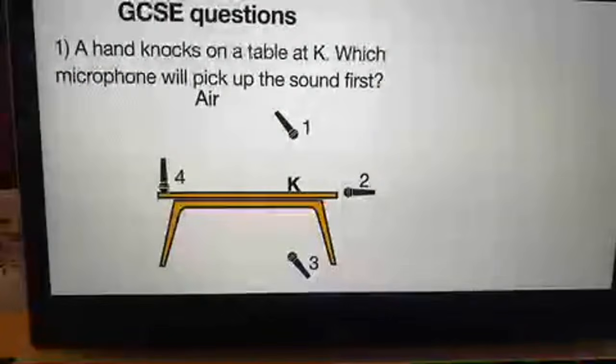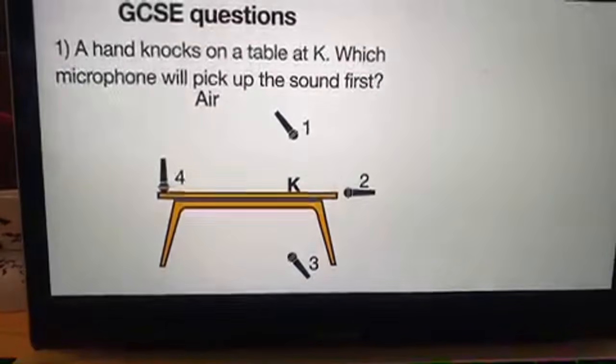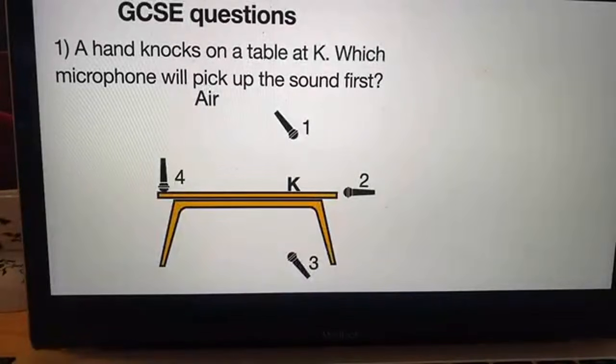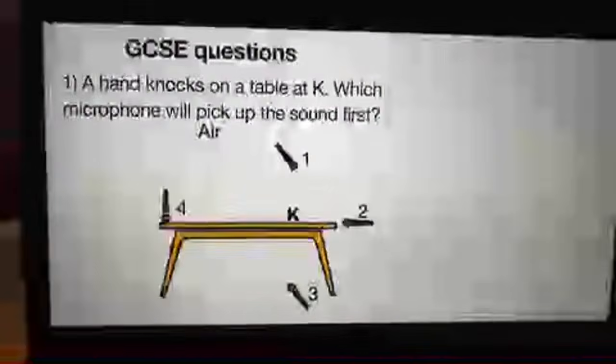Isn't that a great question? So good. What do you think? Which of those microphones will pick up the sound first? This is really tough. I mean, if you're thinking, well, it's quite easy, then maybe that's because you just did a lesson on sound. But I think if you got this kind of out of the blue in 2 years' time, this is a cool, challenging question.